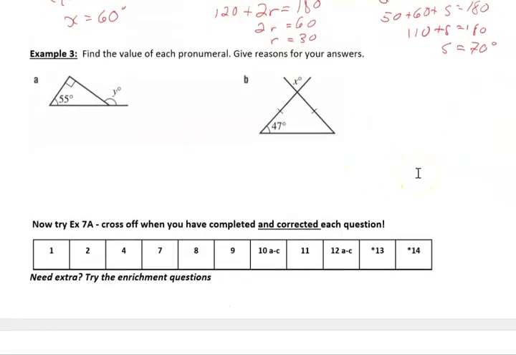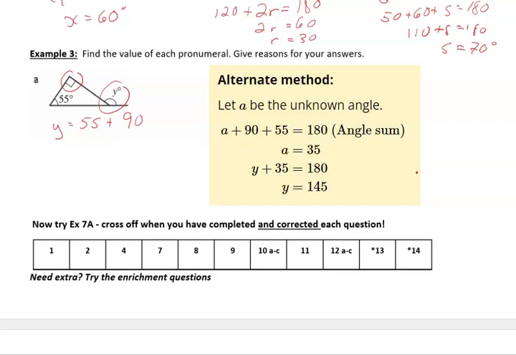Find the value of each pronumeral. Now we have this one. y is going to be equal to 55 plus this, which we know to be 90, because that's the rule, because we know that the external angle is equal to the two opposite angles. It's certainly not this angle, because these two together would make 180. So y is going to be equal to 90 plus 55. This is the same as 100 plus 45, 145 degrees.